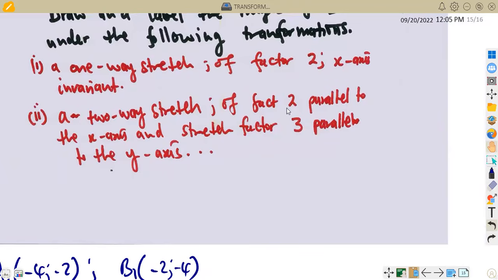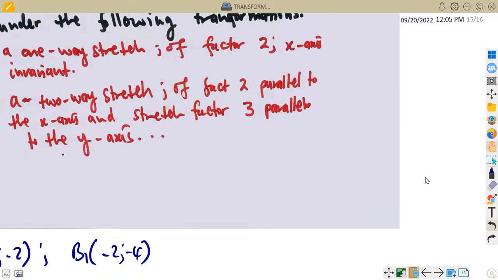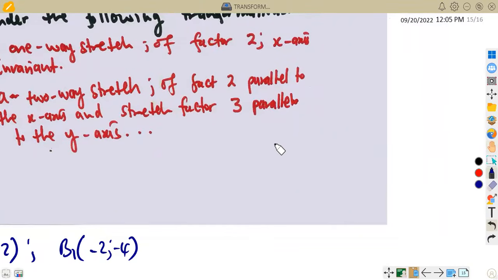So this is a condition that you're going to have on a two-way stretch. Mostly the question will be like this. You want to draw the image under a two-way stretch of vector 2 parallel to the x-axis and the stretch vector 3 parallel to the y-axis. Okay, so remember we say the matrix for two-way stretch enlargement is hook. Okay, so this is your hook here. So how I take this matrix is very, very important.